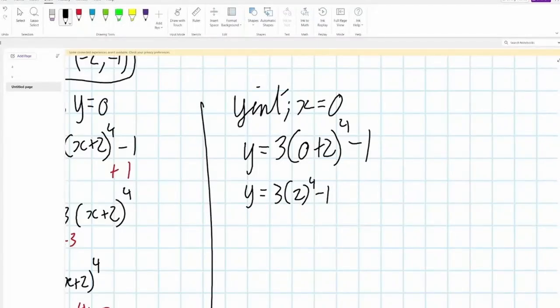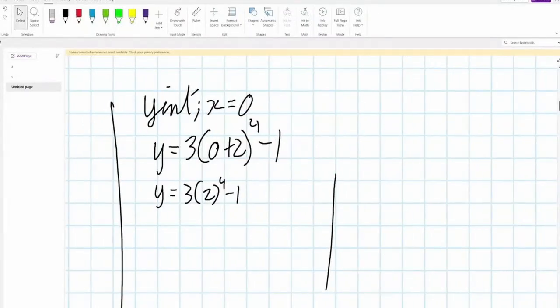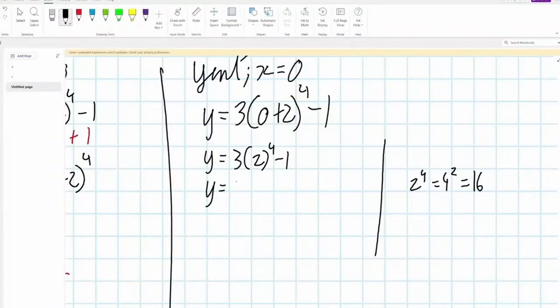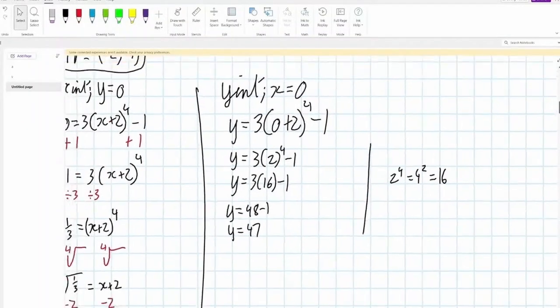2 to the 4, well, if you didn't know, here's a bit of a fun fact for you. 2 to the 4 is equal to 4 to the 2, which is 16. Coincidence? I think so. And in this case, we have y equals 3 times 16 minus 1. 3 times 16 is going to be 48. So we're looking at y equals 48 minus 1. y equals 47. Okay, so now we have everything we need here.